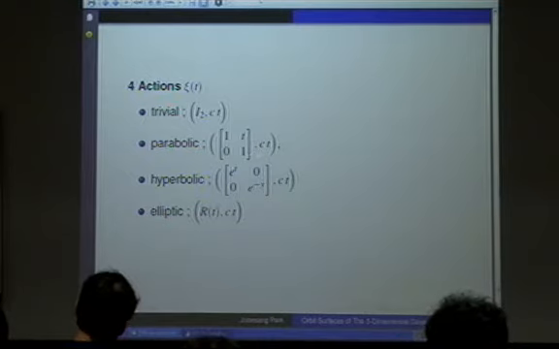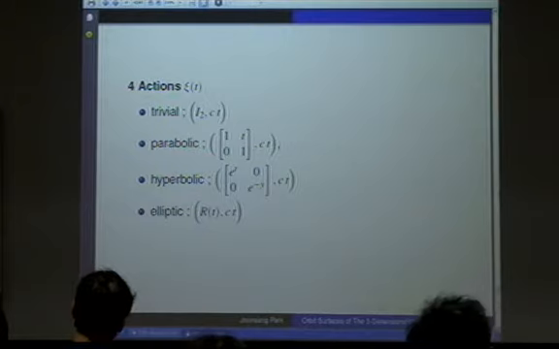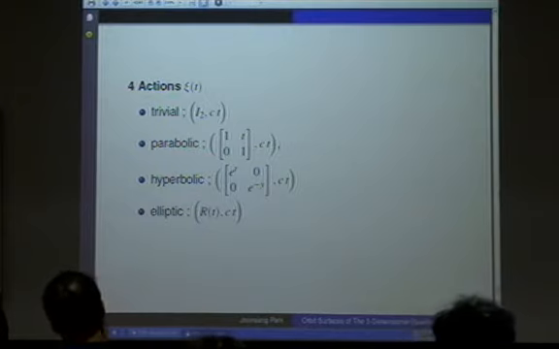This is just the... how can I say it? Okay, let's see the next case, then we can understand easily. Okay, so anyway, there are four kinds of possible actions for psi.